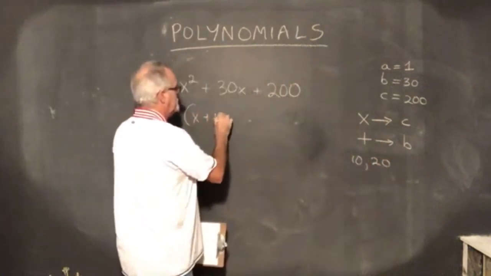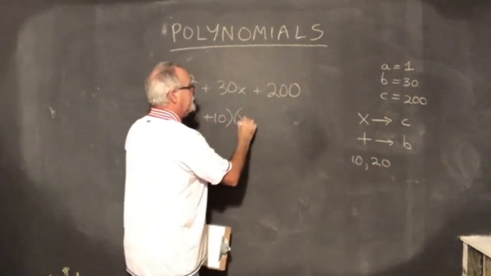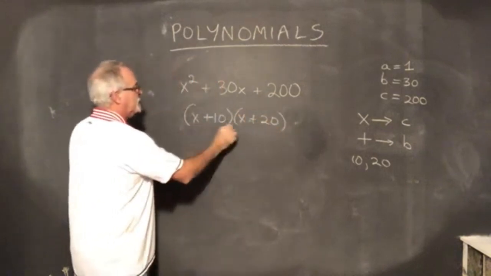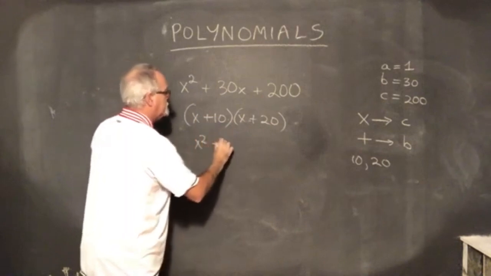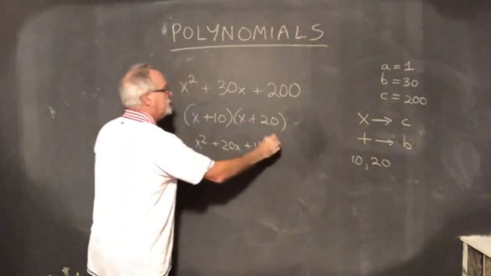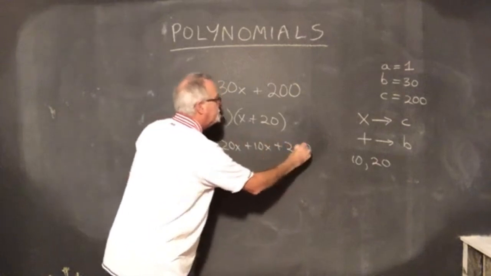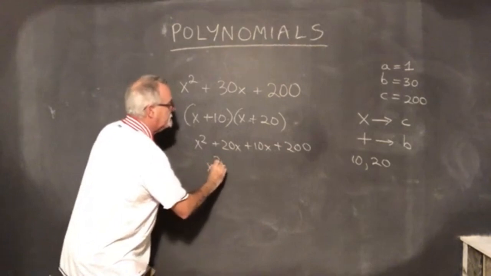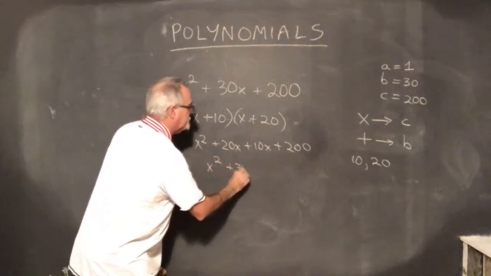X plus 10, x plus 20. Do the FOIL just to make sure. X times x, x squared. X times 20, that's 20x. 10 times x, that's 10x. 10 times 20, that's 200. Combine similar terms. 20 plus 10 is 30x.